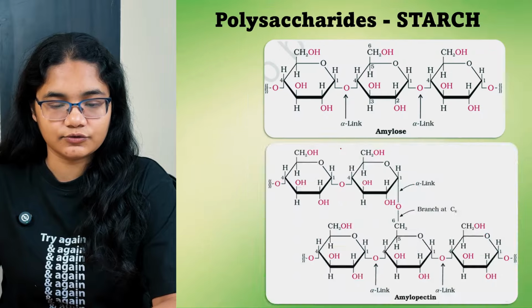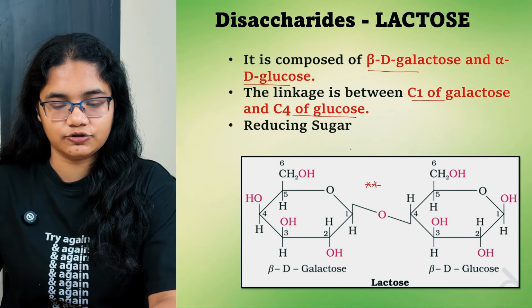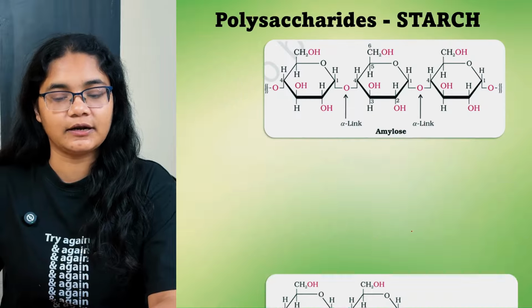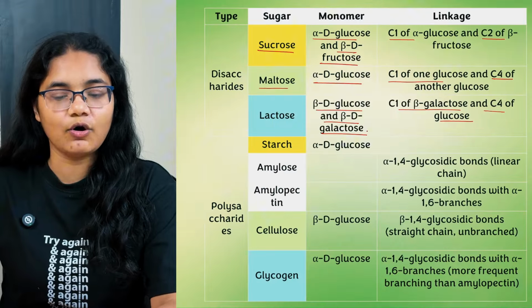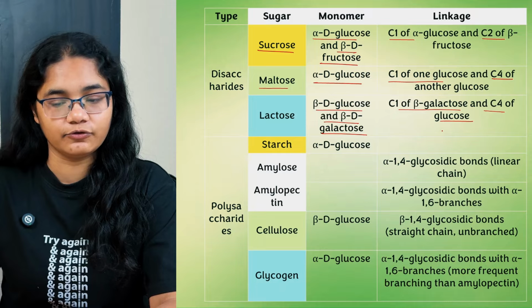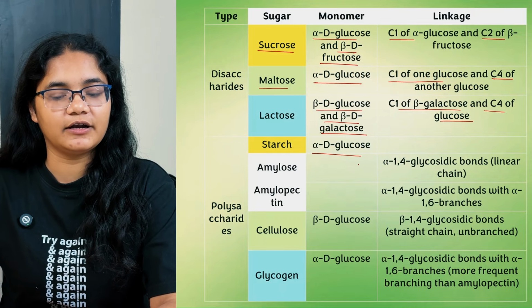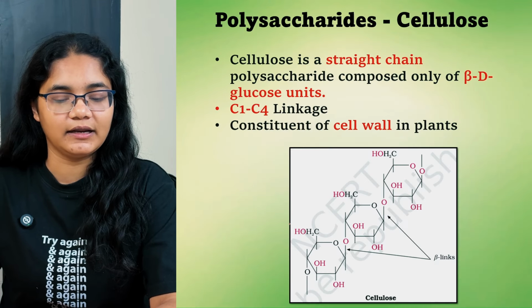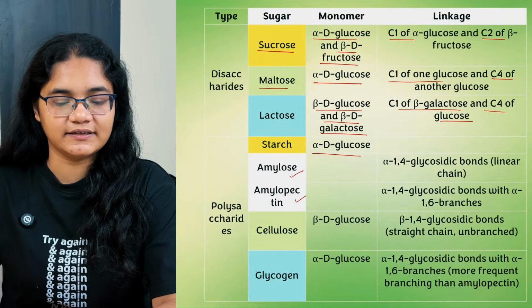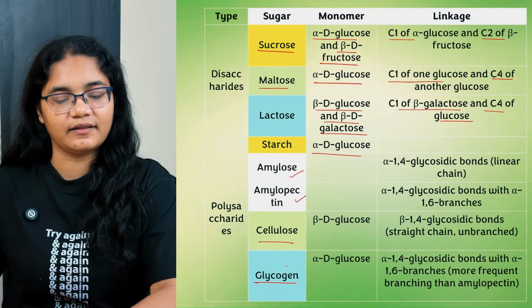Now in starch, I think there's a small correction. You can see, yes, beta D galactose and beta D glucose is there. So I have C1 of galactose and C4 of glucose. Now starch is made up of alpha D glucose. It has amylose and amylopectin. Now we will just see cellulose and glycogen, then I will cover that in detail too.